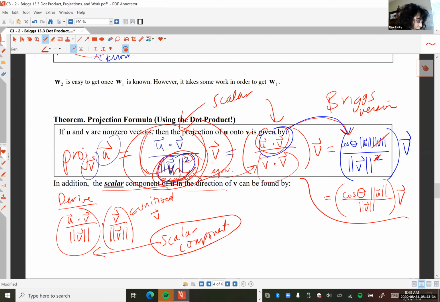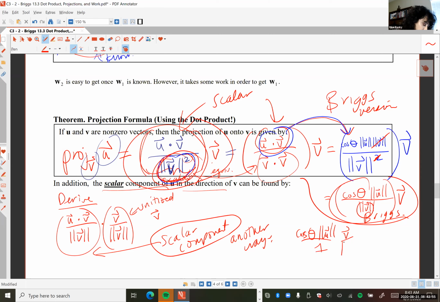Really? Yeah, really. Now, Briggs has another version, so here's another way to get the scalar. If you look at Briggs, this is Briggs' projection formula. If I move the magnitude of v underneath the v, then I have a 1 here, and then v over the magnitude of v. This is the unitized version of v. And the scalar that's multiplying with that is the scalar component. So there are two versions, and they both better give you the same scalar.